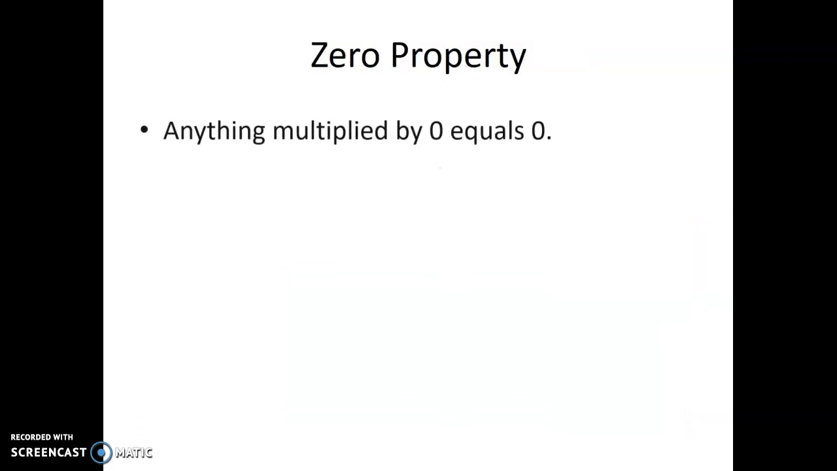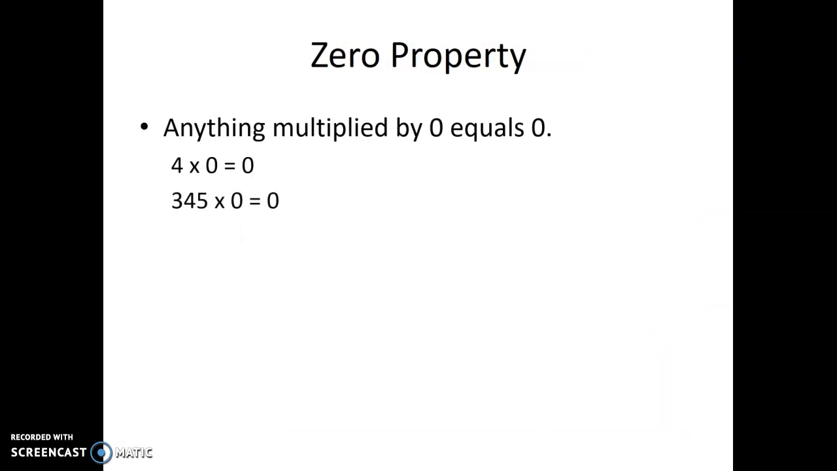The zero property, you may have heard of this one too. Anything multiplied by 0 equals 0. So it doesn't matter what number you multiply by 0. Again, write zero property in your WSQ and give an example. This one only works for multiplication.